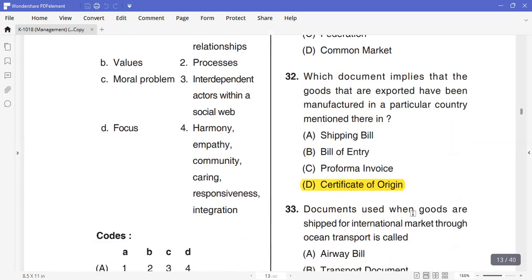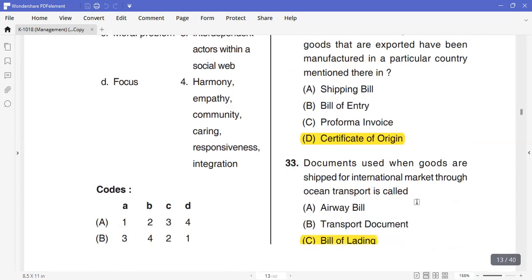So which document implies that the goods that are exported have been manufactured in a particular country mentioned therein? It is called certificate of origin. So certificate of origin basically tells from where the goods have come from. So which is the country from where the goods have originated. So therefore it is called certificate of origin.